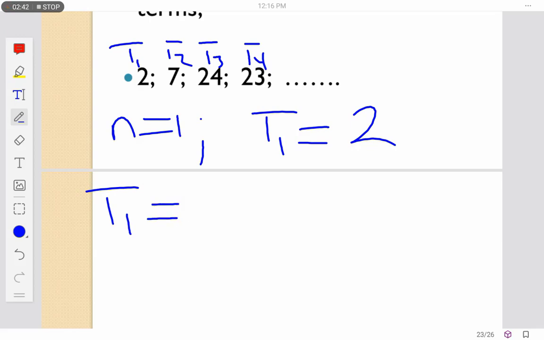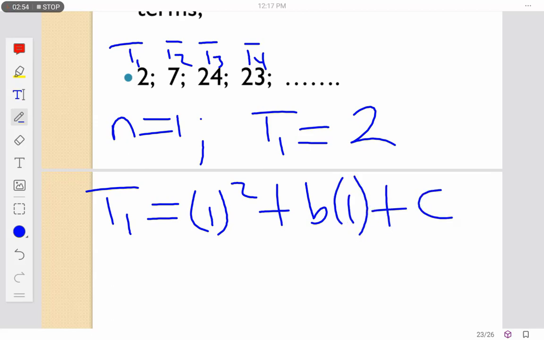T1 is equal to, using our formula, 1 squared plus b times 1 plus c. Our T1, we said, is 2, so it's going to be 2. In this question, we are given the A values. We don't have to calculate the A values. We just want to find the values of b and c. We have skipped the part of equating to 2a, the second difference. That's how we are answering this question anyway.